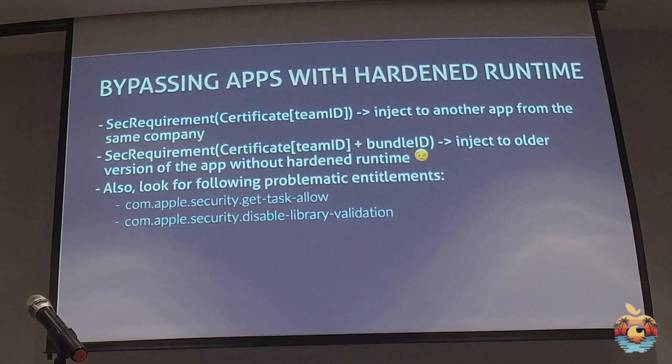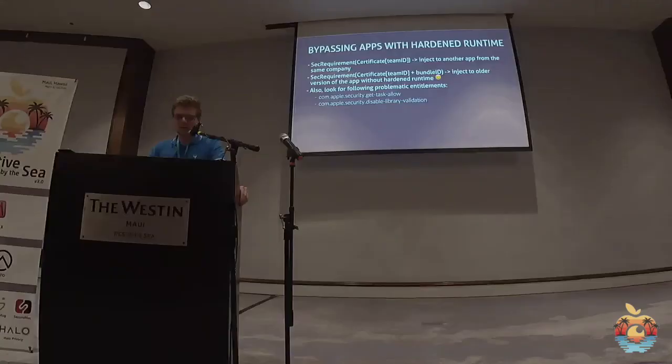If the sec requirement string also checks for a bundle identifier, you can Google for an older version of the application that does not have the hardened runtime capability turned on, and simply again inject into it. And also you can look for problematic entitlements, for example, get-task-allow or disable-library-validation. So even if you turn the hardened runtime on, if disable-library-validation is set to true, you will still be able to load an unsigned dylib into the process.